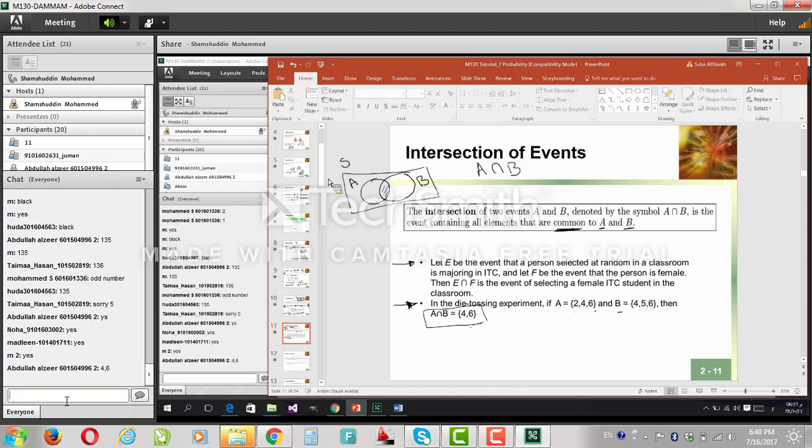Now here, E is the event that the person I selected randomly from a classroom is female, and F is another event, that this student is in ITC, that is a student in the ITC department. What will be the intersection of E and F? It will be that the student is a female student in the ITC department.